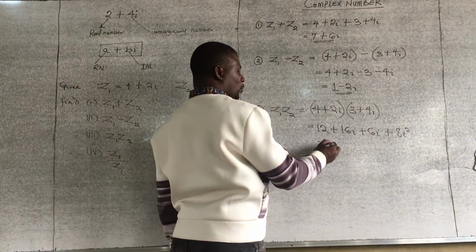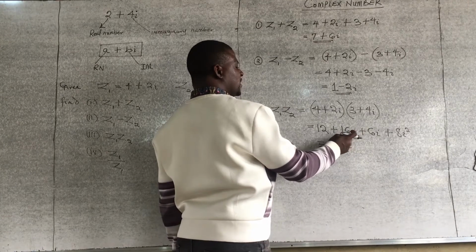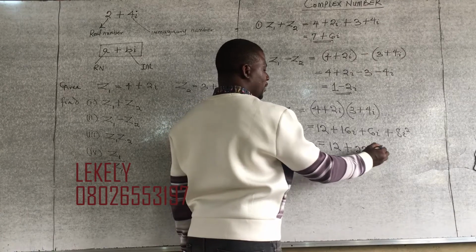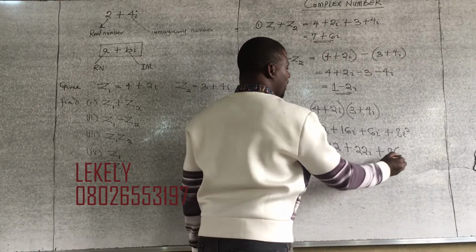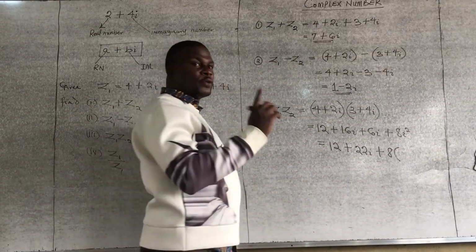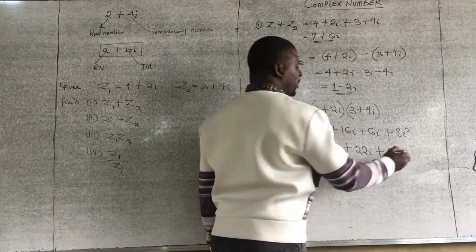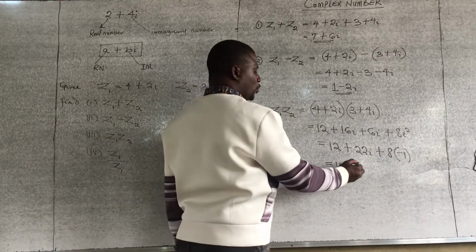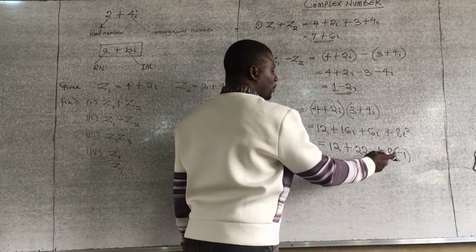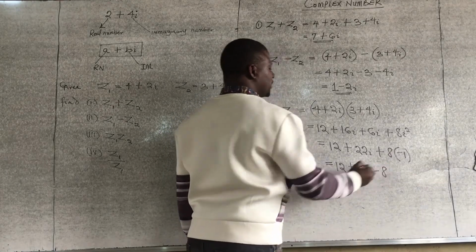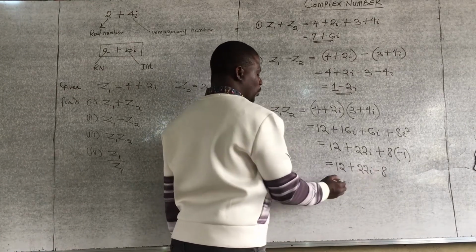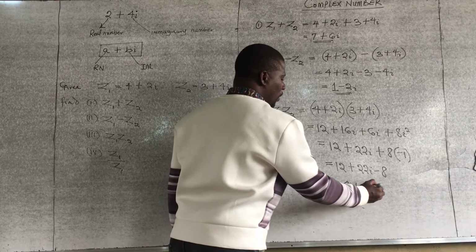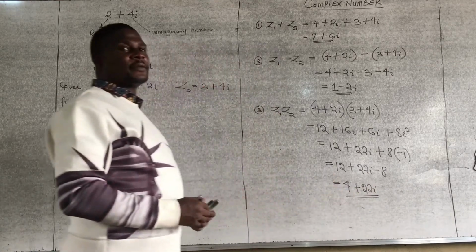So this will now be 12 plus 16i plus 6i. That will give me 22i plus 8 into bracket. Don't forget that i^2 means minus 1 from our simplification. Remember, so this will now be 12 plus 22i plus 8 times minus 1, minus 8. So 12 minus 8, what's that? 4 plus 22i. That's the final answer. You see that?